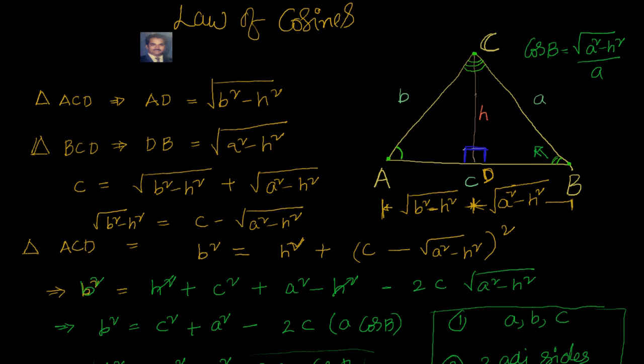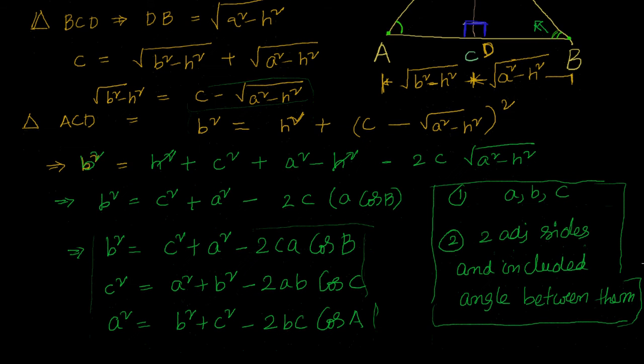Now suppose we want to find cos b. What we did was start here and say b square is nothing but equal to h square plus this length. What is this length? Square root of b square minus h square. That's nothing but equal to this length, c minus square root of a square minus h square. After that we simplified this, we have manipulated it, and we found that c square plus a square minus 2c into square root of a square minus h square.